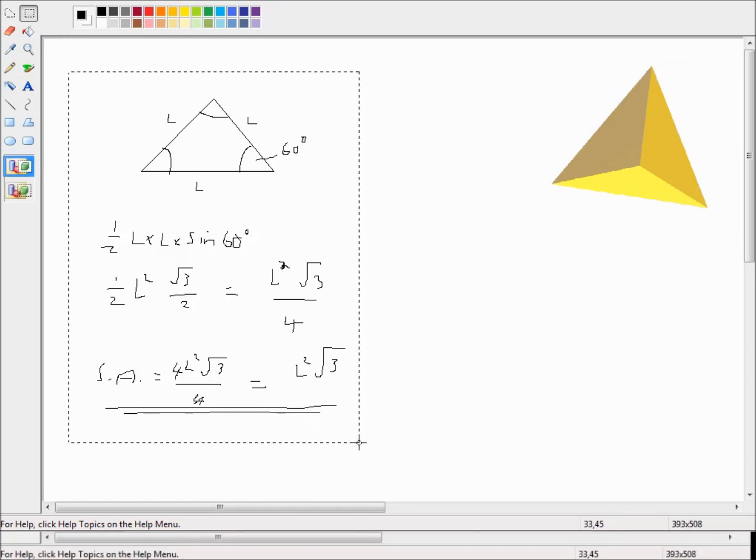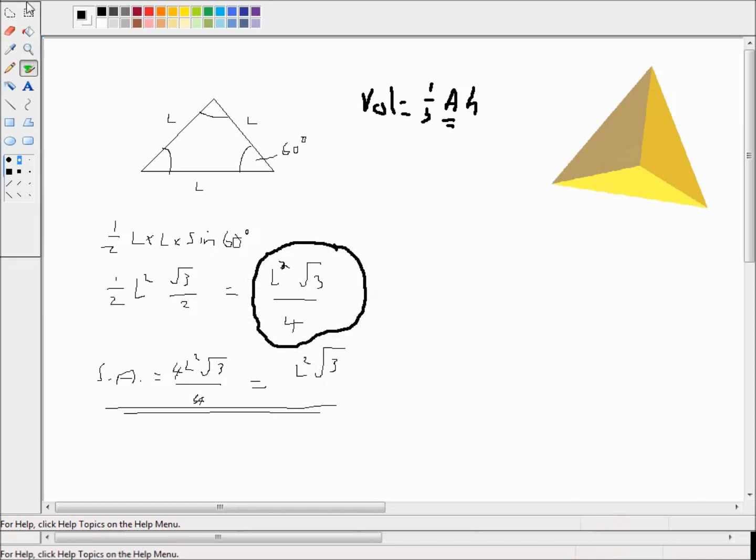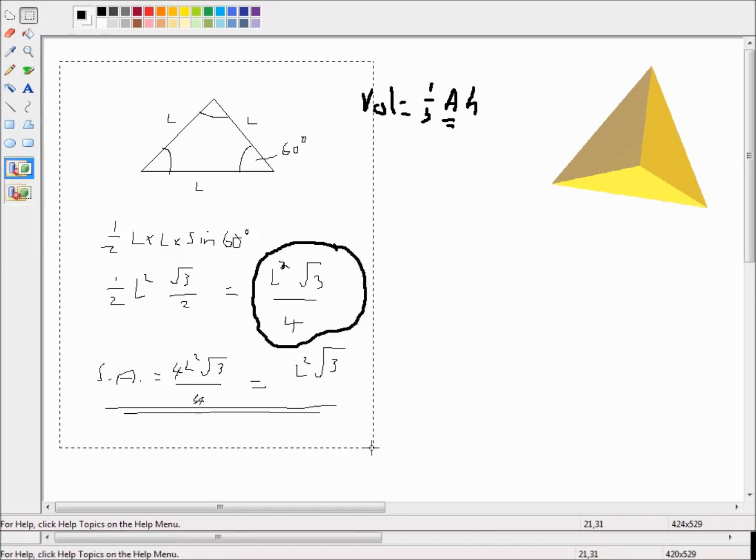Now for the volume I'm going to need the area of one of the faces, because the volume is equal to 1/3 the area of the base times the perpendicular height. Now we know the area, we just calculated that, that's L squared root 3 over 4. So I'm going to keep that and only that to try and save some space.